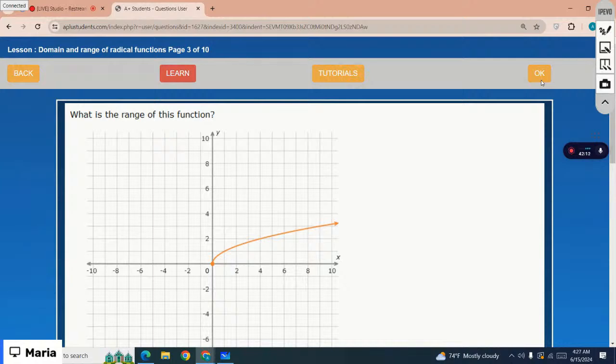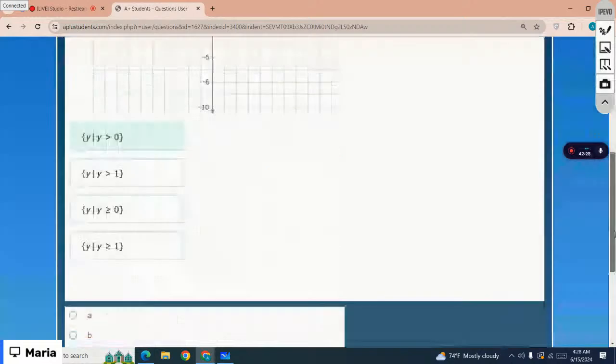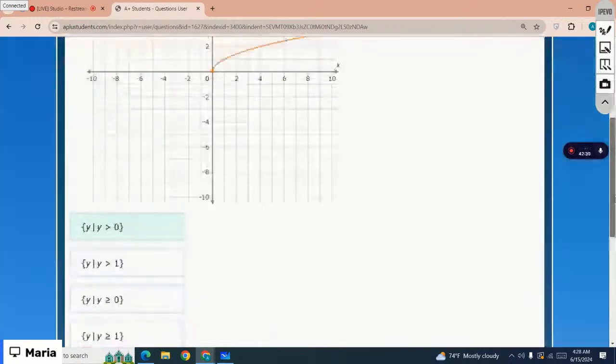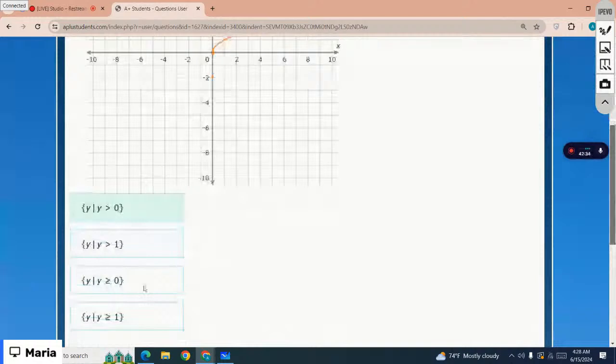What is the range of the function? So domain is all the x values and range is all the y values, right? So just look at the graph. Here is the y-axis, right? You have the graph is on the right hand side, right? But y is greater than or equal to 0 is the correct option. Option number 3 is the correct option.